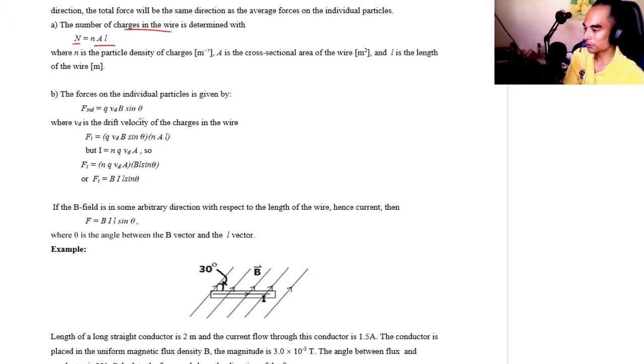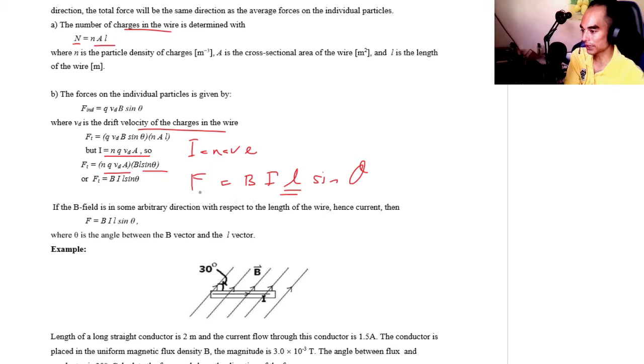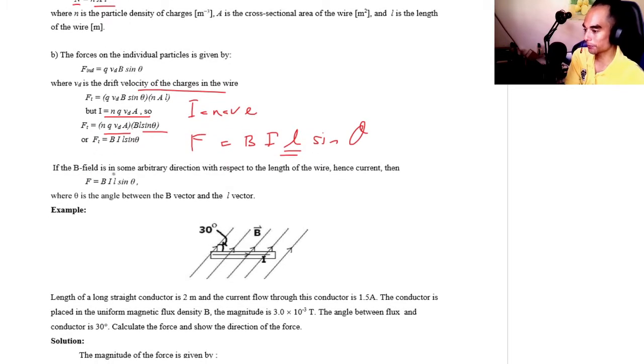So we have F equals QV sin theta, but I equals nAvq, the current in the wire. So F equals BIL sin theta. We have to take into account how long the conductor is, and how big the magnetic field is. If the B field is at some arbitrary direction with respect to the length of the wire, then F equals BIL sin theta, where the angle is between the B vector and the I vector.